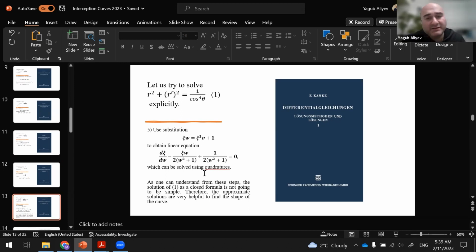Still, even though you can use quadratures to solve this linear equation, the expression in the final step will involve elliptic integrals. And going back through all the steps to find the solution in terms of y and x will be a very difficult, complicated expression. So I didn't even try to do this.